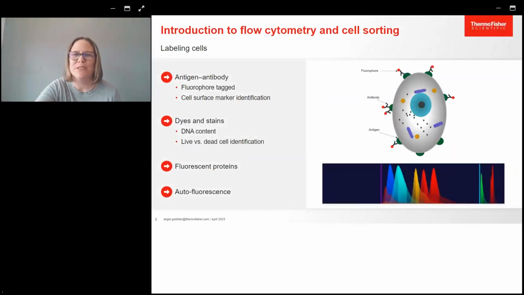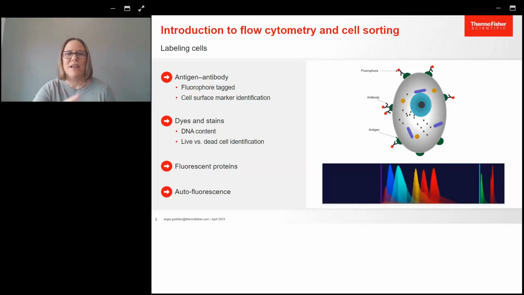So how do we label cells? Well, again, as we come back to the single cell suspension, it's really important, and that's key. By using that, we then add antigens, antibodies, or different dyes and stains to mark the cells of interest. This can also be fluorescent proteins within the cell already, or autofluorescence of cells.